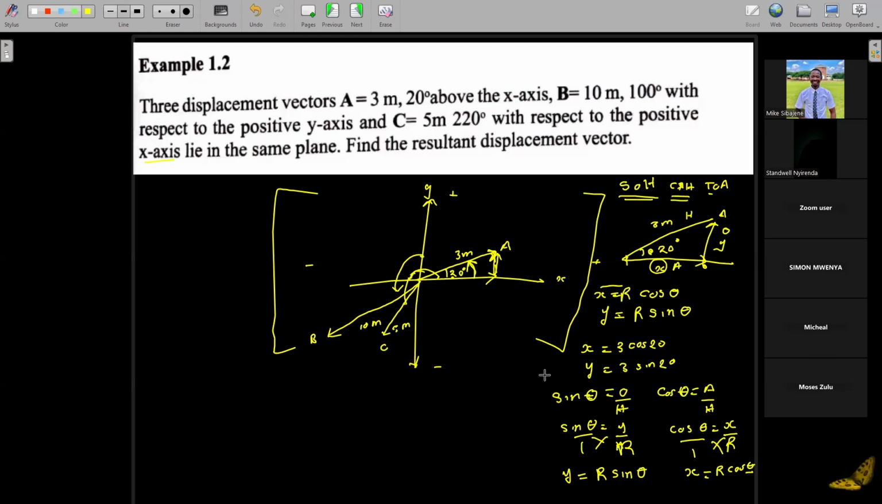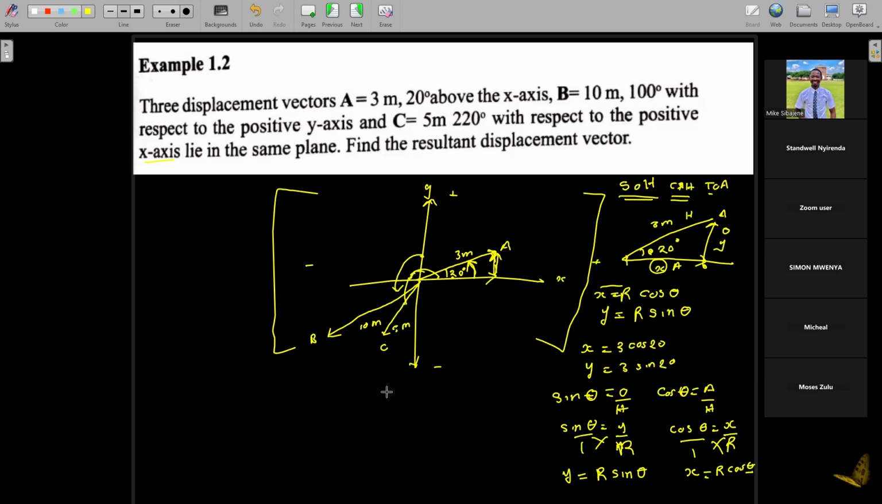Question. Hello? Yes, you can ask, sir. Is it always that when you are finding your x component, you're supposed to use the cosine rule? Okay, thank you. That's a good question.